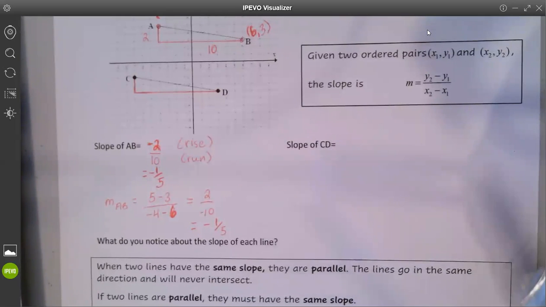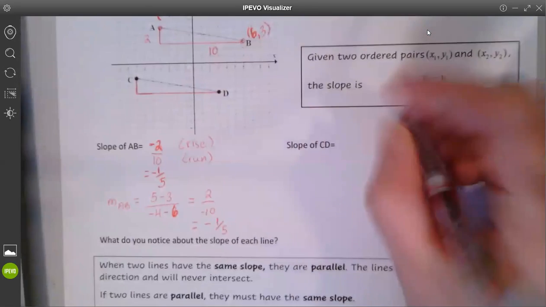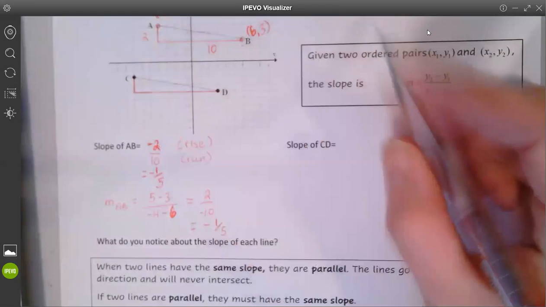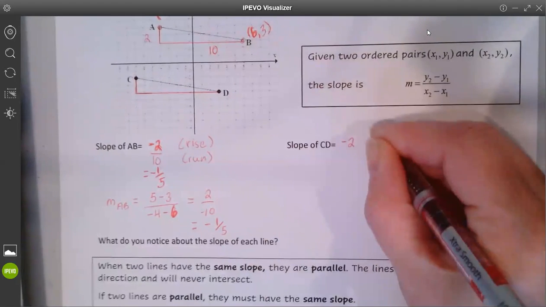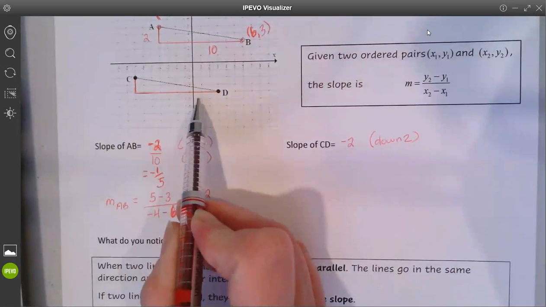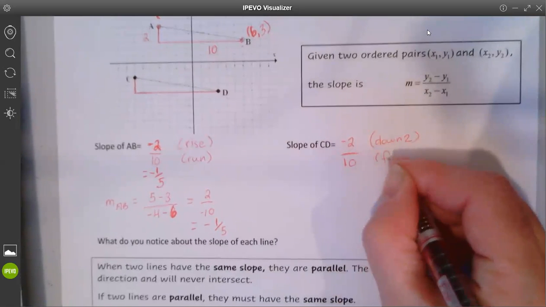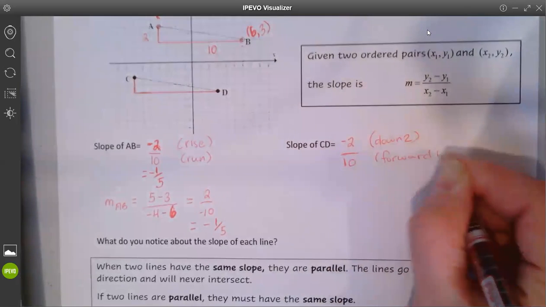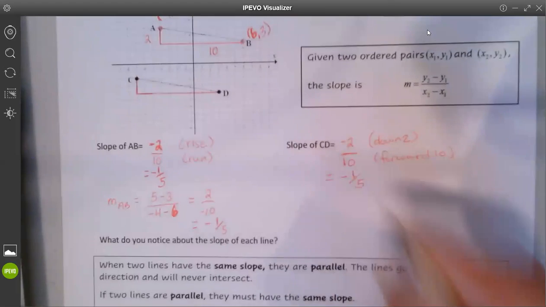And now we're going to repeat the process for line segment CD. So if we draw in the right angle triangle to go from C to D, I had to count down 2 squares, down 2, and I count 1, 2, 3, 4, 5, 6, 7, 8, 9, 10 squares, because I went forward 10. And when I reduce this, it reduces to -1 over 5.